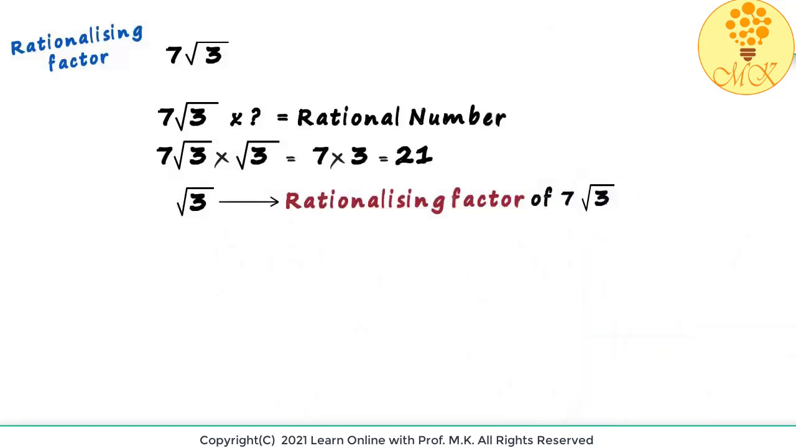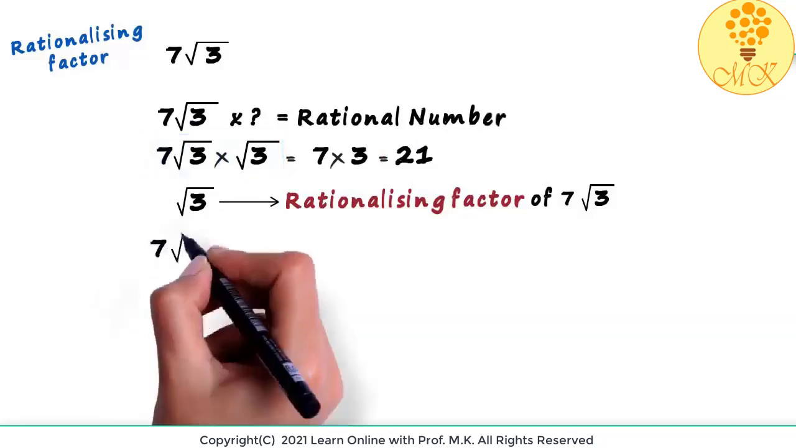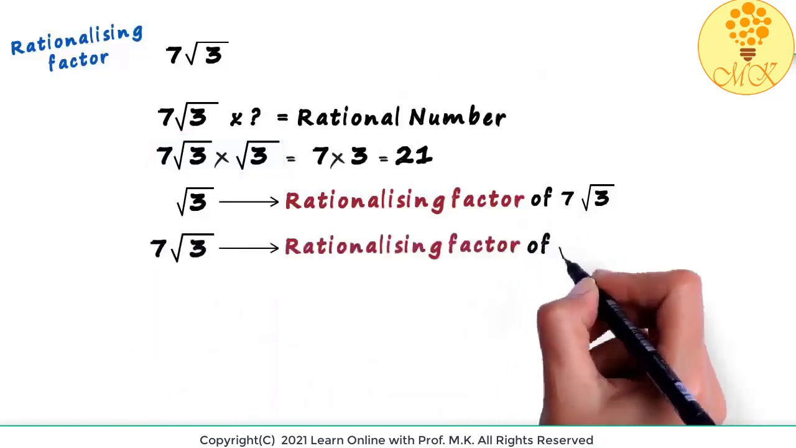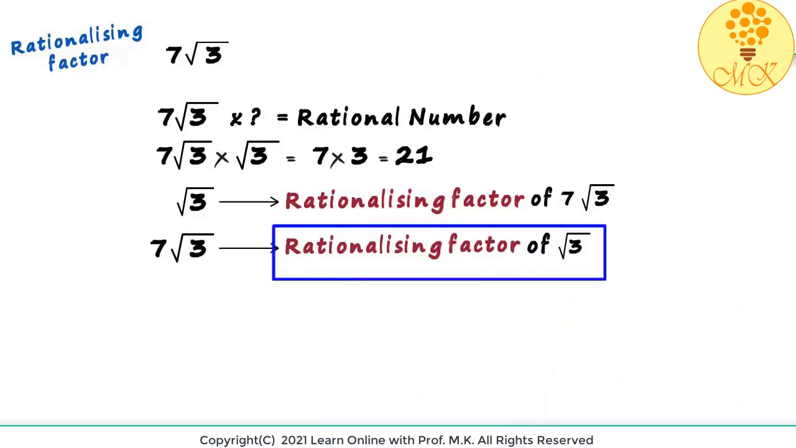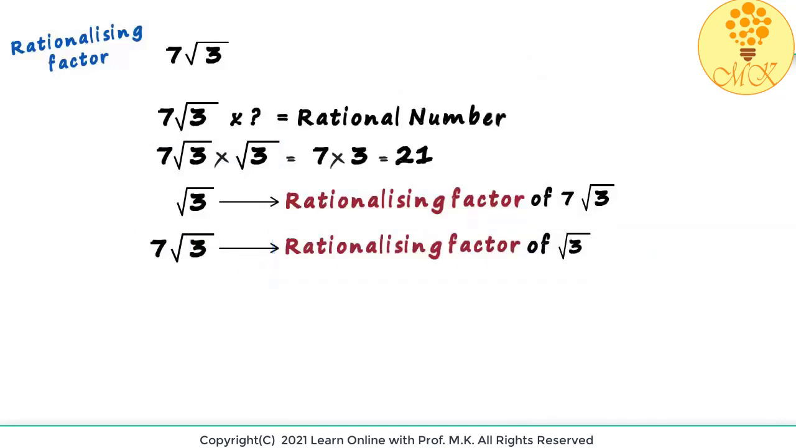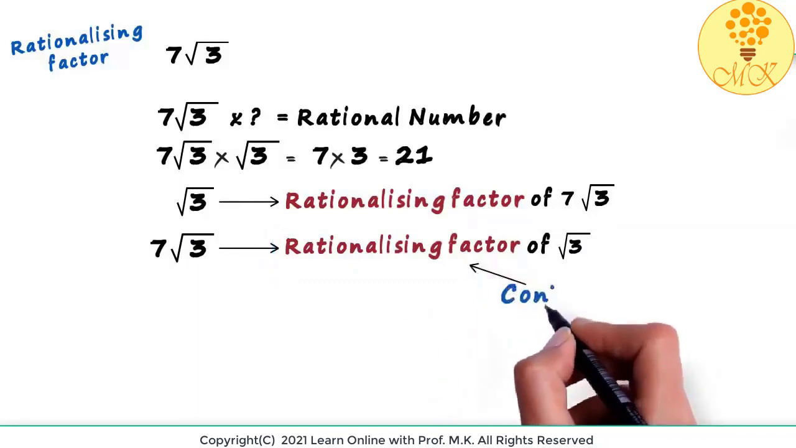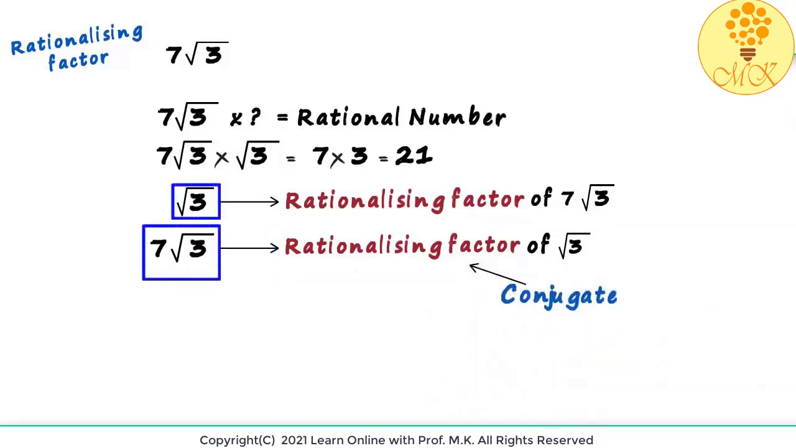Now here's something interesting. Think about it. Root 3 is an irrational number, and if we would have multiplied root 3 with 7 root 3, we would still get 21. Root 3 when multiplied with 7 root 3 gives us a rational number. So can we say that 7 root 3 is a rationalizing factor of root 3? Yes, of course we can. 7 root 3 is a rationalizing factor of root 3. A rationalizing factor is sometimes also called a conjugate. So both these numbers here are rationalizing factors or conjugates of each other.